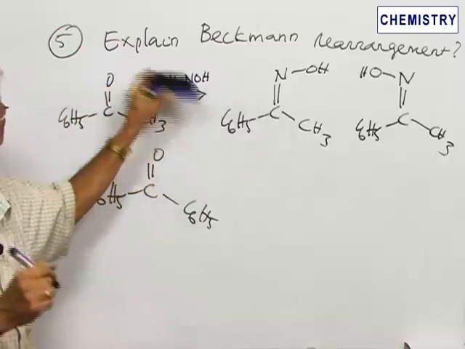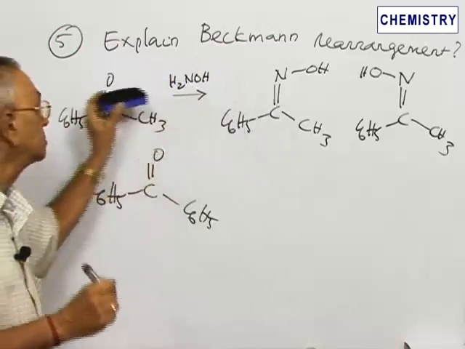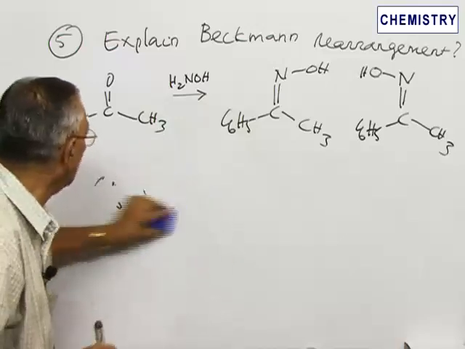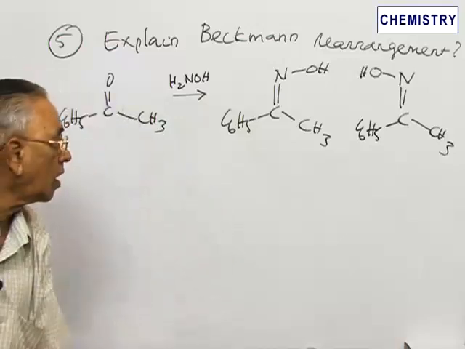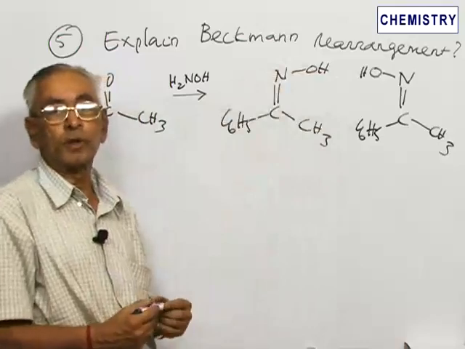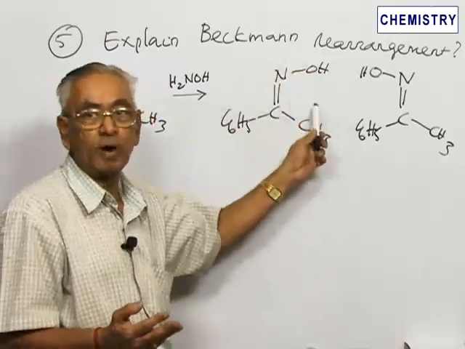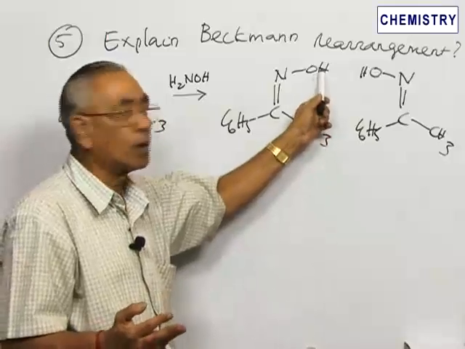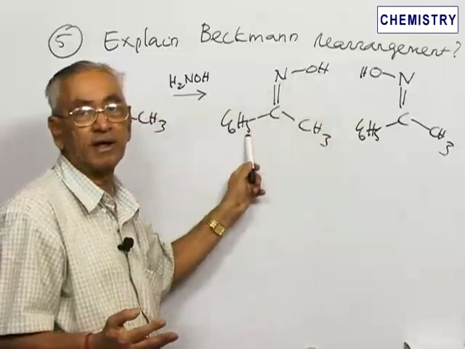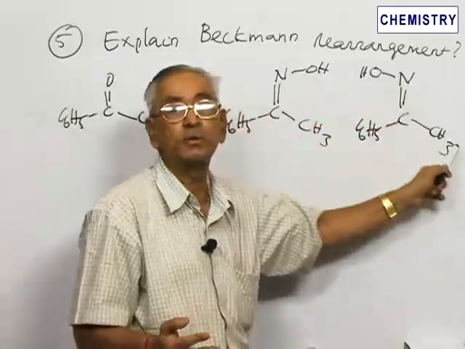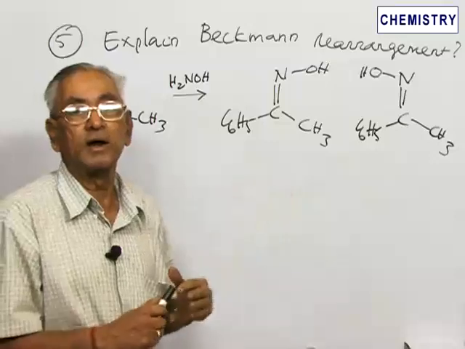But this is not generally important. Beckmann rearrangement is not generally important for symmetrical ketones. It is more important for unsymmetrical ketones. That is why we have taken this as a specific example. So this acetophenone forms 2 oximes. How to find out which oxime is formed? This oxime means one where the OH is anti to C6H5, or this oxime is formed, which means the OH is anti to CH3. How will you find out?